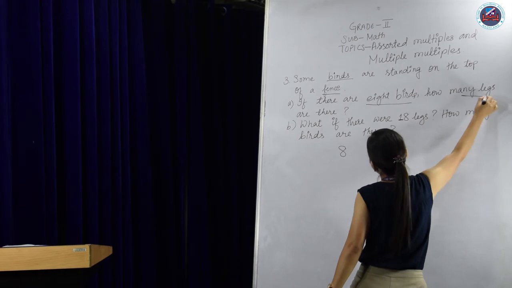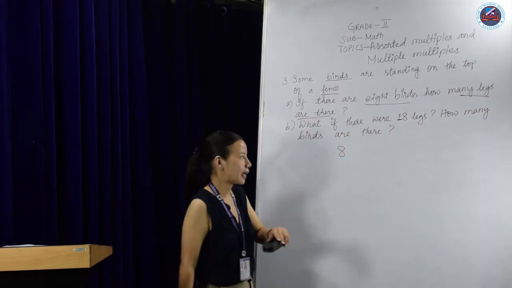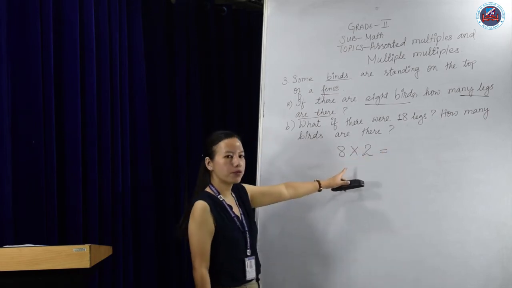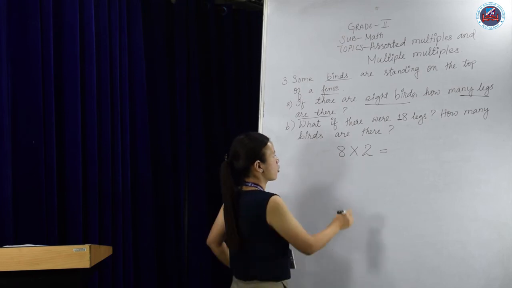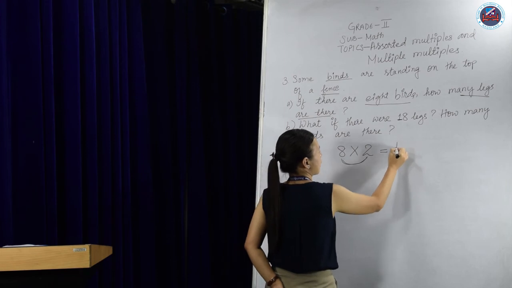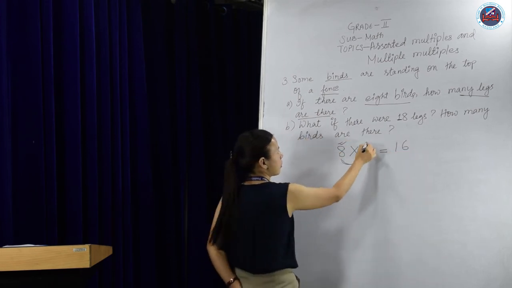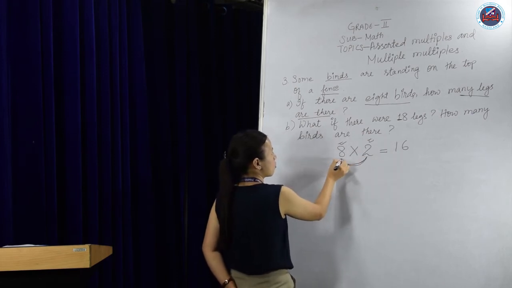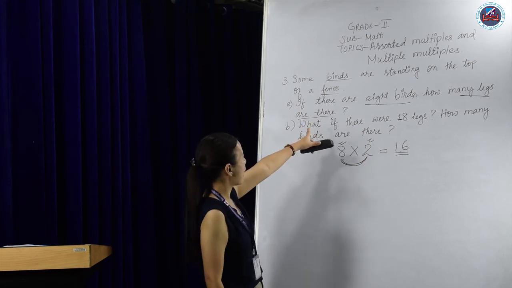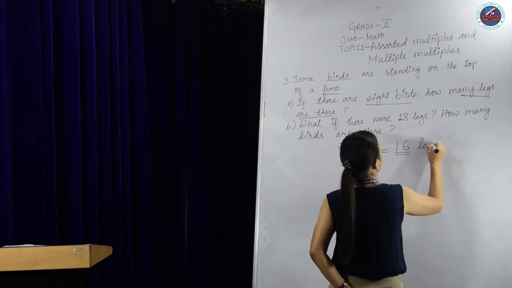How many legs are there? Each bird has 2 legs, so we multiply by 2 to find the number of legs for 8 birds. 8 into 2 is 16. Or if you find 8 difficult, you can go with the table of 2: 2 times 8 is 16. So 8 birds would have 16 legs.